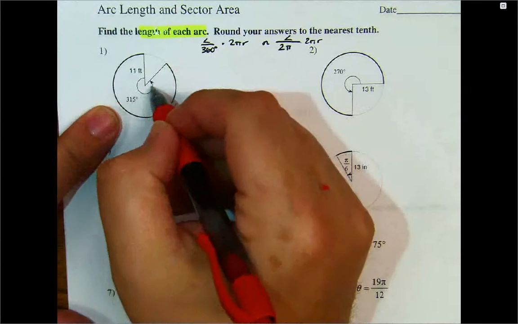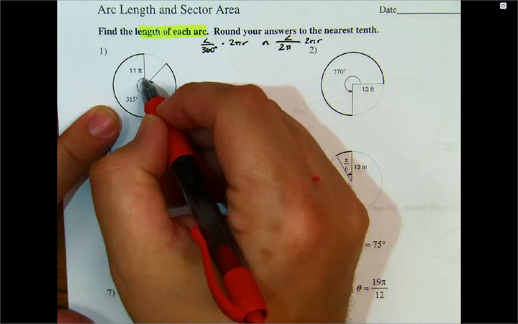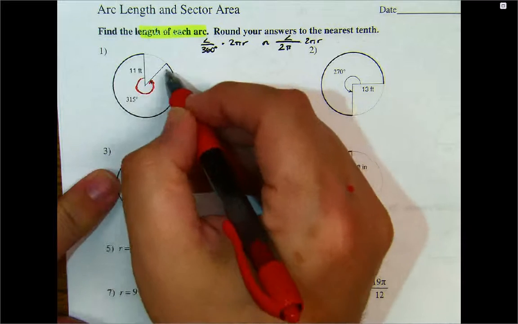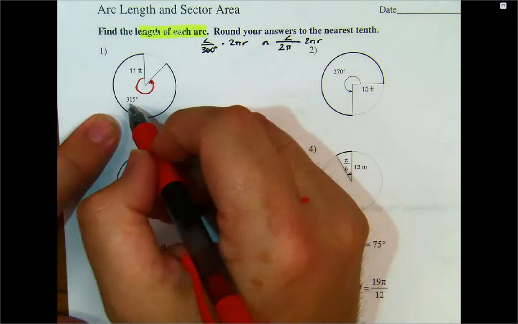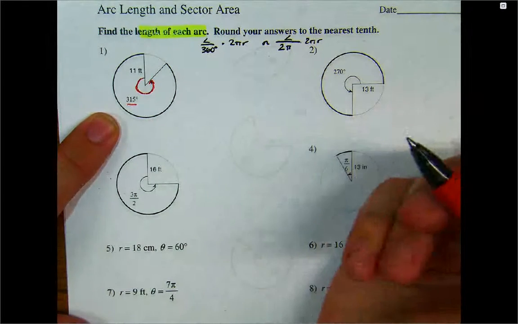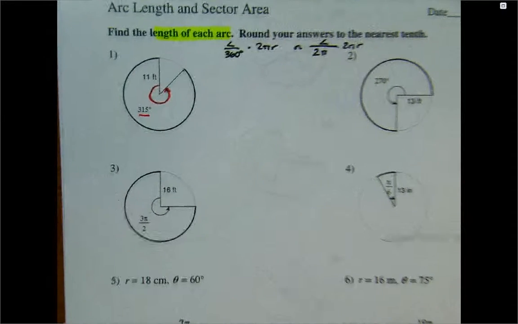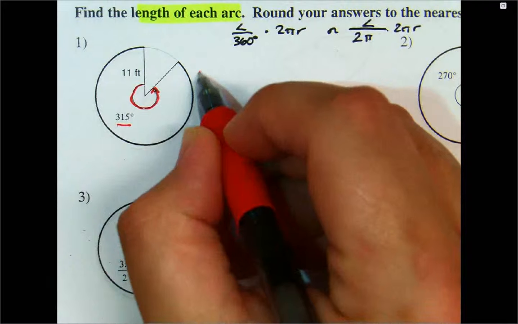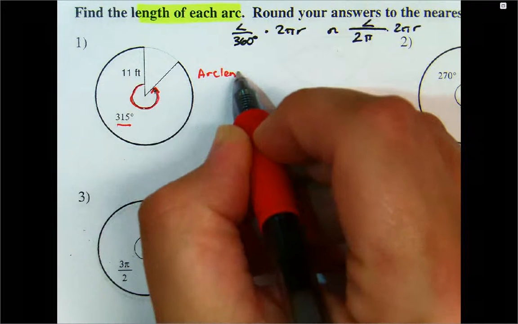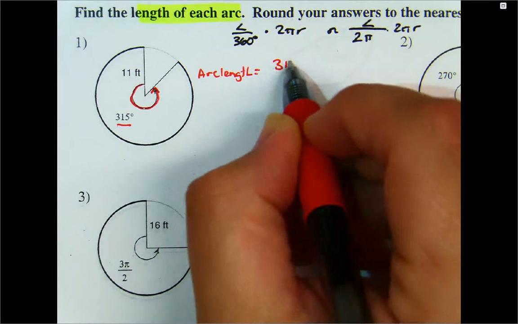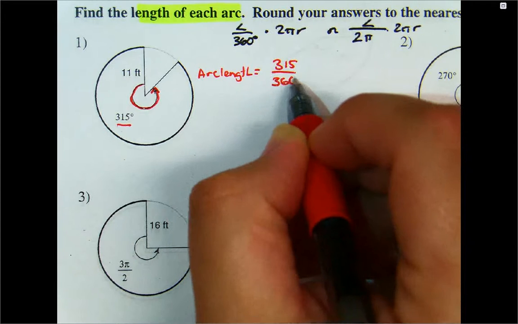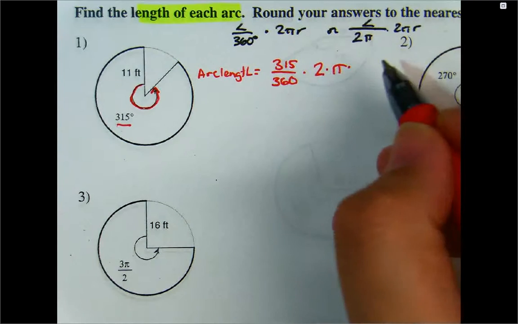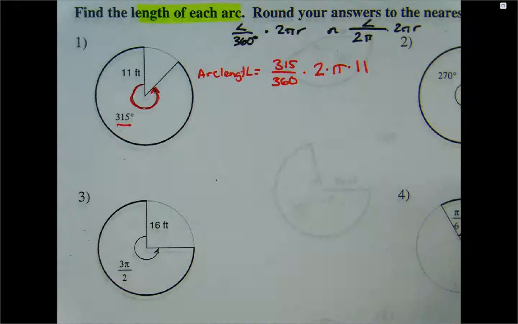Now, the arc is how much? Or the angle is how much here? How much is that angle? Because it's the bold arc that we're looking for. In this case, it's 315. So for the arc length, I would take 315 divided by 360 times 2 times pi times 11.